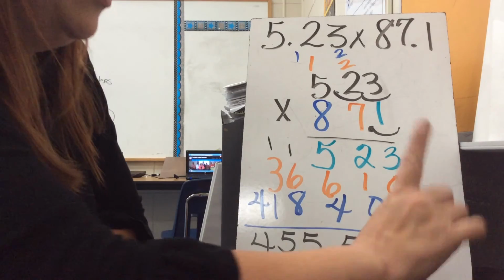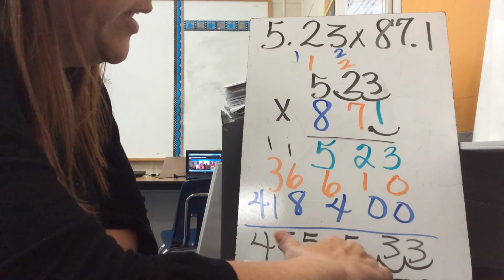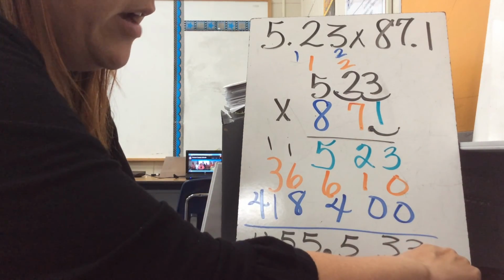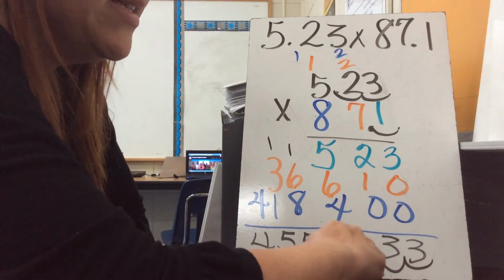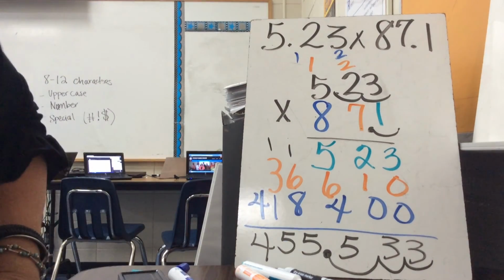Okay, so again, multiply like normal. Once you find your product, count the places behind each decimal, start at the very end, and move that many places in your product to put your decimal in. Now you try.